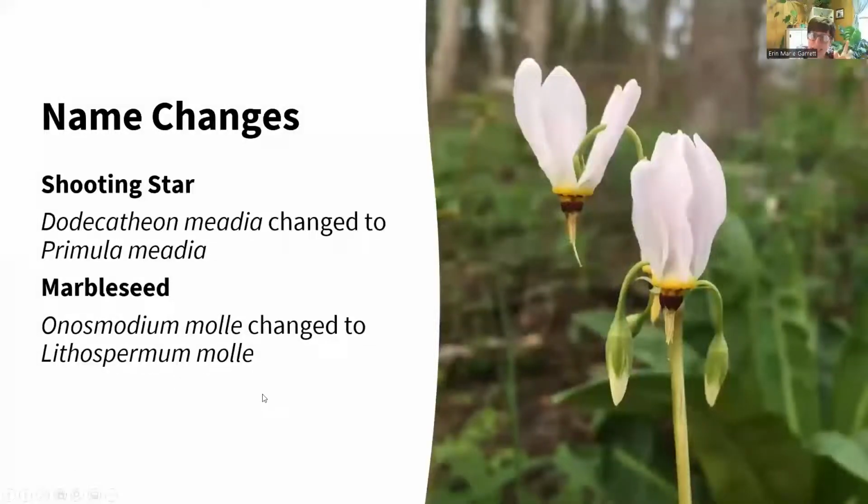Okay, I mentioned that sometimes scientific names can change. So here are a few examples for you. Shooting star used to be Dodecatheon meadia, and it was changed to Primula meadia. And then marbleseed, which we saw earlier, used to be Onosmodium molle, and it was changed to Lithospermum molle.